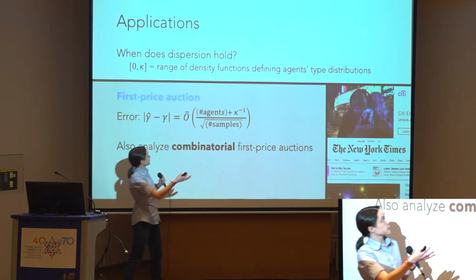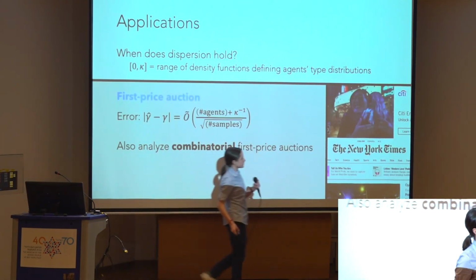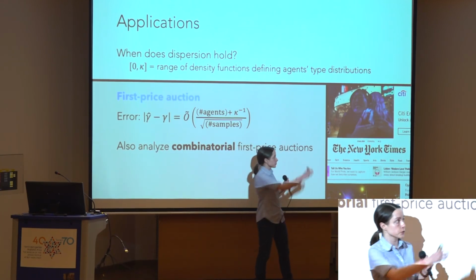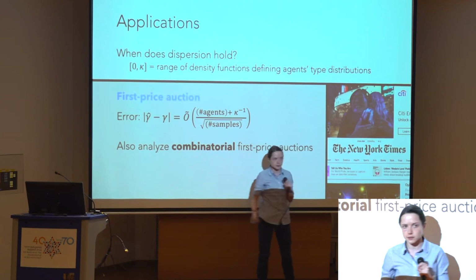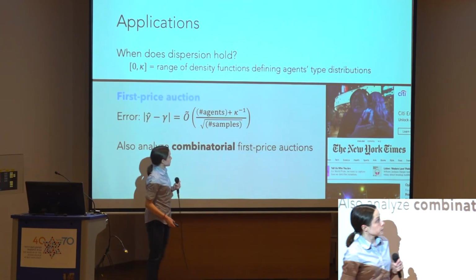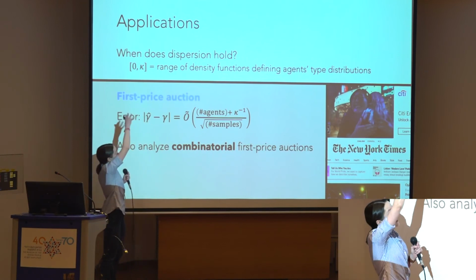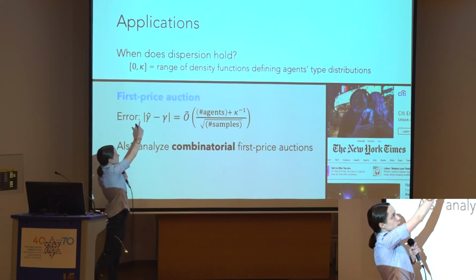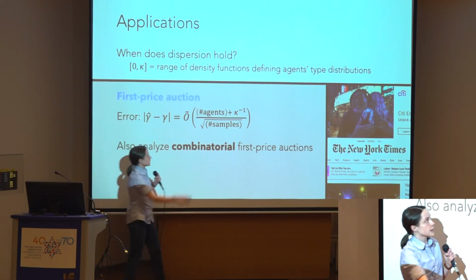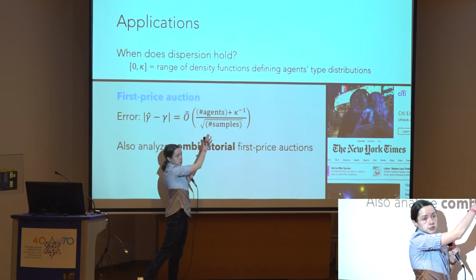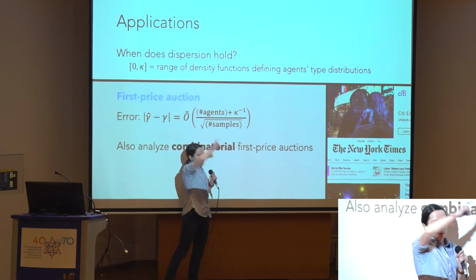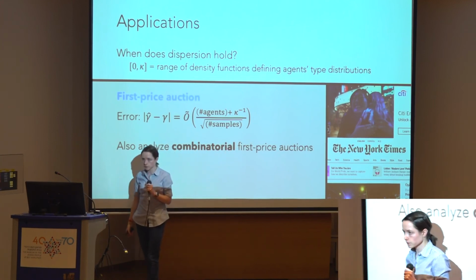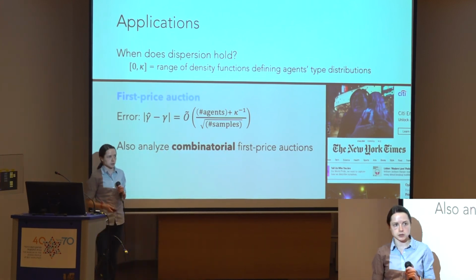Then let's think about the first price auction. The first price auction is increasingly being used by companies for auctioning off, for example, display ads. So we prove that so long as this kappa niceness property holds, then the estimation error is going to be bounded by the number of agents plus 1 over kappa, that niceness parameter, divided by square root of the number of samples. And in the paper, we also look at combinatorial first price auctions.